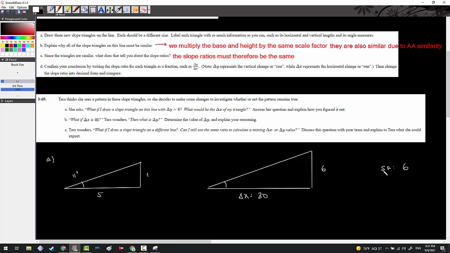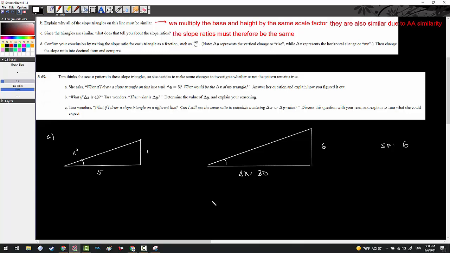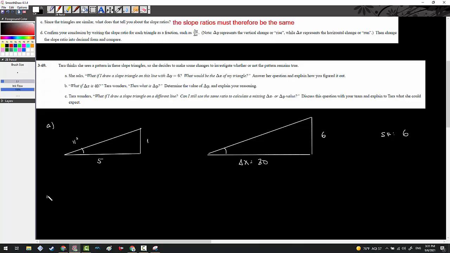And then in part B, what if delta x is 40? So let's go and compare that back to our base triangle right here.